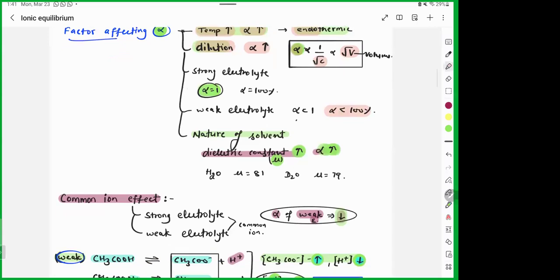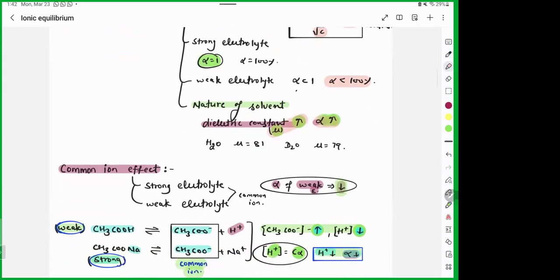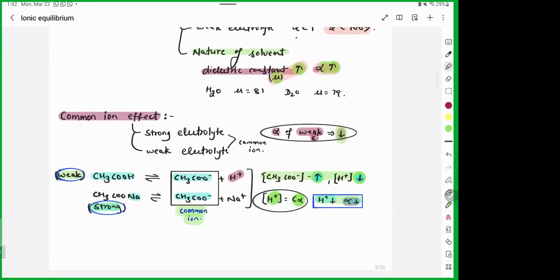The nature of the solvent will also decide the alpha value, because if the dielectric constant is more, then alpha will be more. Dielectric constant more, alpha more. Next, common ion effect. Common ion means, in a weak electrolyte, if you have a common ion, what will be the impact on alpha? The simplest answer is alpha will reduce.